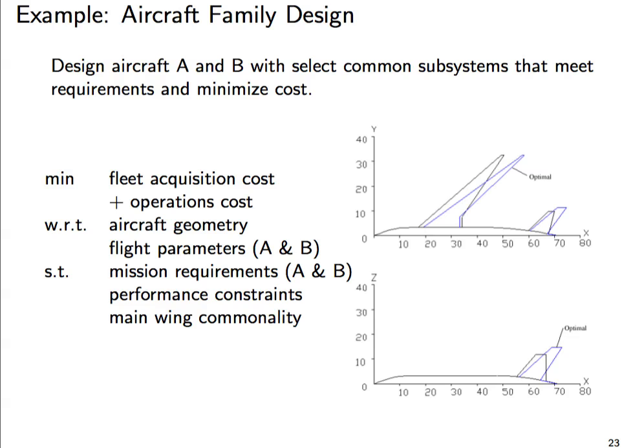In this example, we want to develop two aircraft, each for a different mission, but we want to minimize the total operating cost for the whole fleet. Here, the main wing design is the common design element, but other design elements can be varied independently.